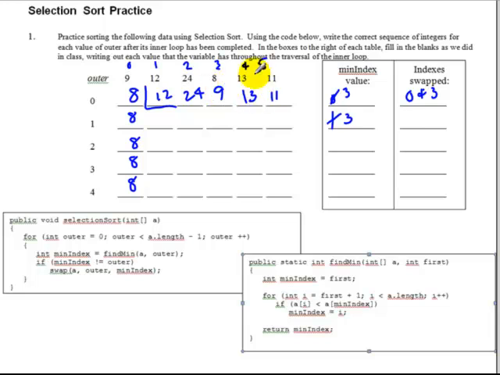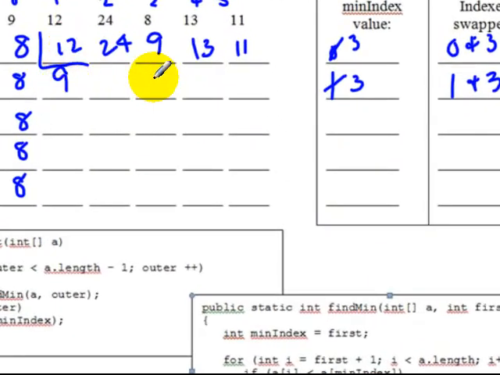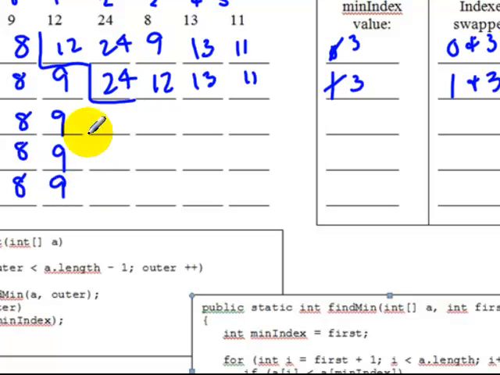Is 13 less than 9? No. Is 11 less than 9? No. Therefore, 3 and 1 swap. 1, the value of the index of the outer loop, and 3, the contents of index 3 are the lowest. So 9 goes here and 12 goes here. 9 and 12 swap. 24 comes down, 13 comes down, 11 comes down. This index will no longer be visited. 9 comes down. The first two low values are placed.